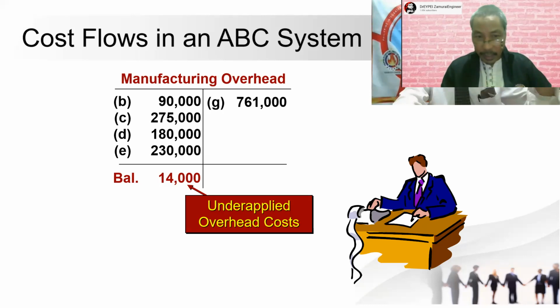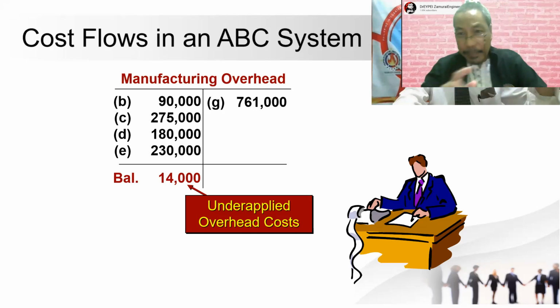So what is the meaning of balance here? You have to compute the total. You have to use your calculator. Follow my lead. 90,000 plus 275,000 plus 180,000 plus 230,000. As you can see in the monitor, minus 761,000.